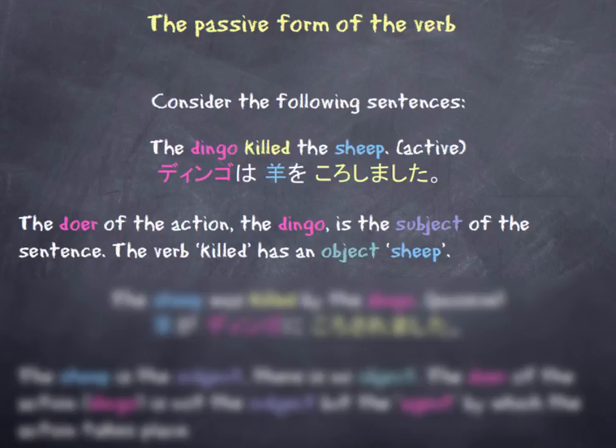Consider the following sentences. The dingo killed the sheep. This is an active sentence. Dingo wa hitsuji wo koroshimashita. So in this case, the doer of the action, the dingo, is the subject of the sentence. And the verb killed has an object, which is sheep.